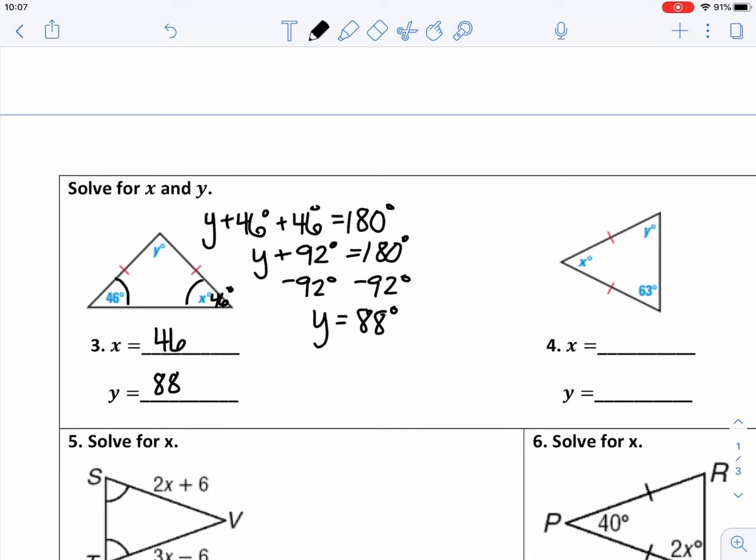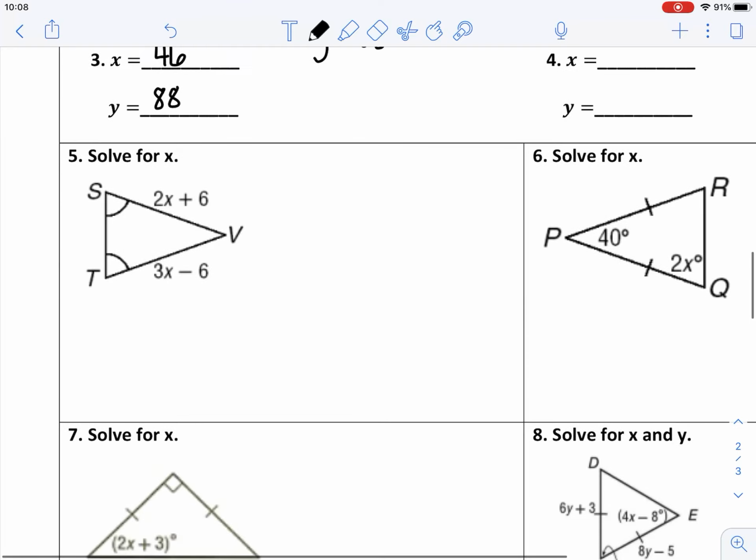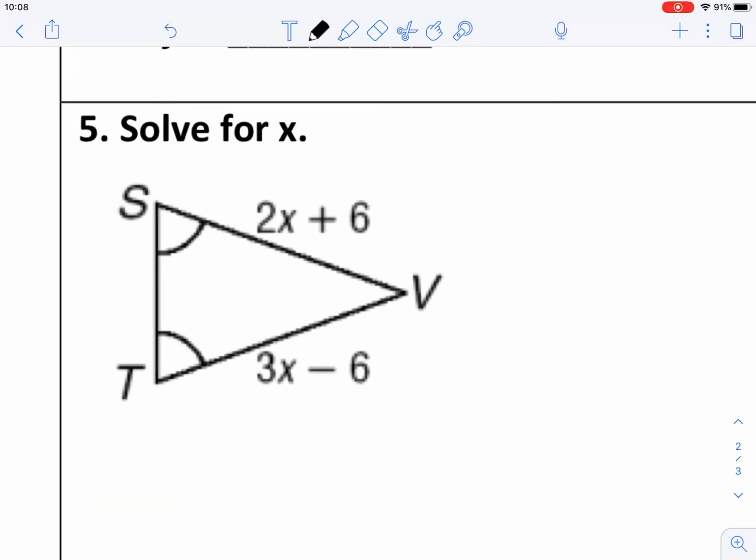Again, pause the video, solve for both variables x and y in exercise number 4. Number 5 is going to require us to write a linear equation and solve for a variable. This is an example of the converse isosceles triangle theorem, where we have two angles congruent, and therefore the sides opposite those angles are also congruent.